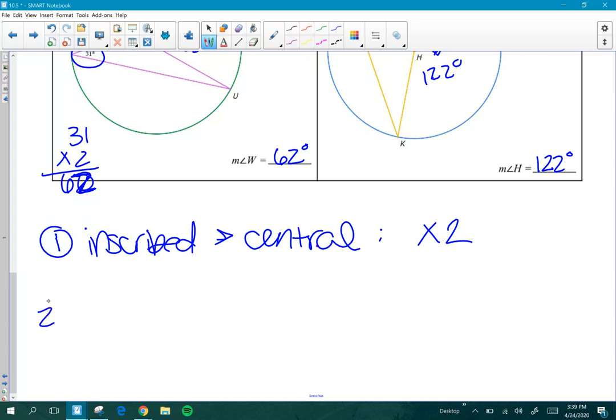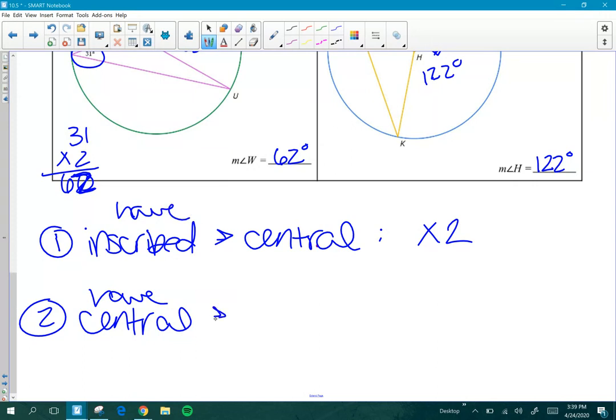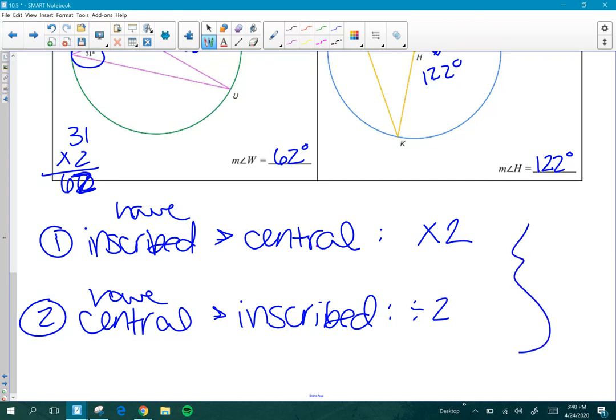The second option is you could have the central angle, and you're going to the inscribed. Sorry, my handwriting is so terrible. You don't know the inscribed. In that case, divide by 2. Sometimes it's a little bit trickier to find the inscribed and central, but this is the gist of it. This is the basics of it.